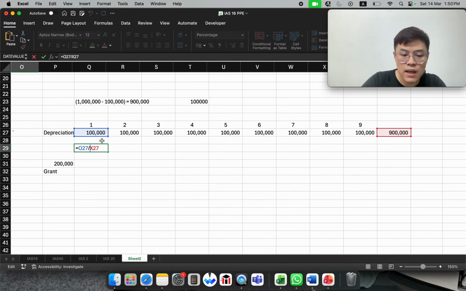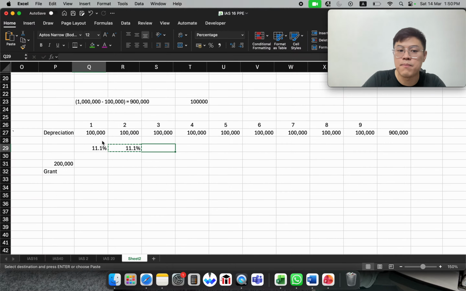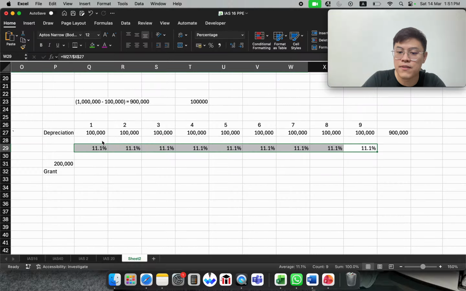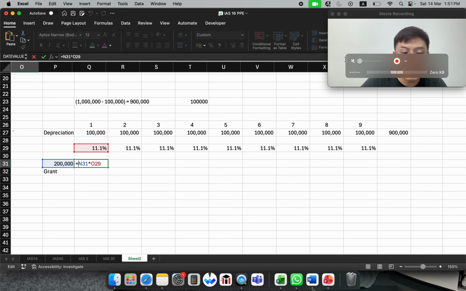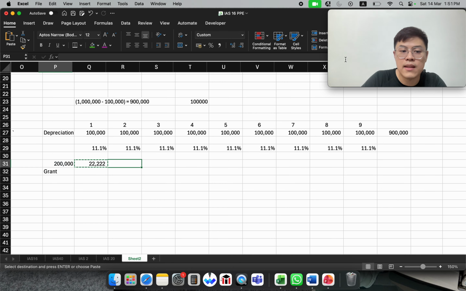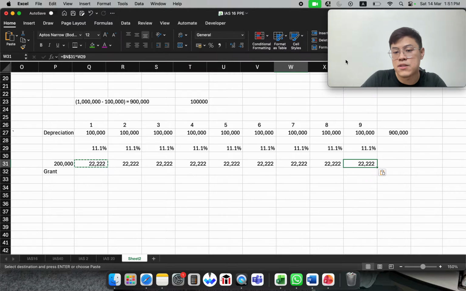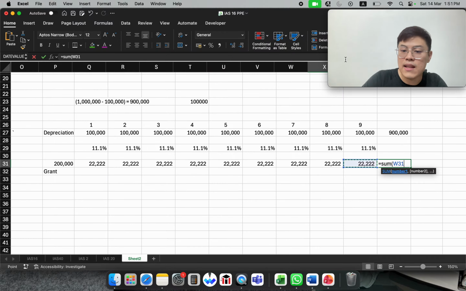And over year 2, 11%. So meaning to say, every year gradually reduces until the end of 9 years, you are going to depreciate by 100%. So every year you are going to depreciate by 11%. And based on this 11%, you actually can allocate this 200k and you will release 22,000 every year. And this 200k grant will be gradually released to SOPL as an income, and at the end, you will fully release 200k.